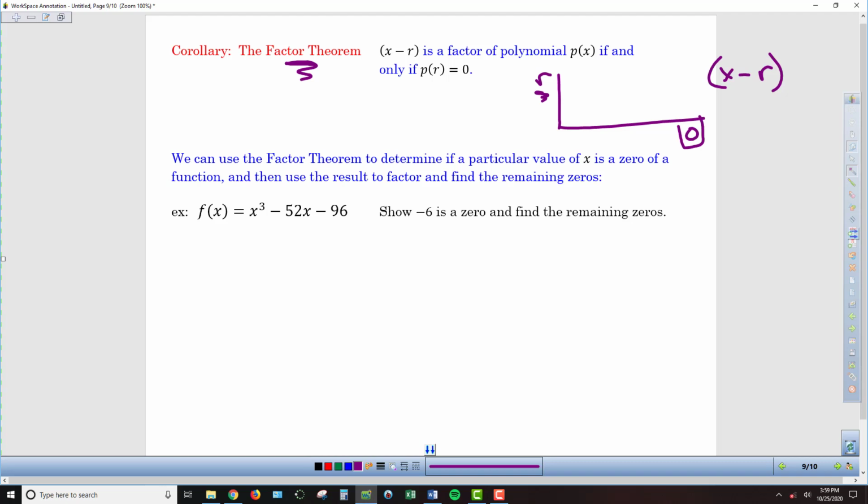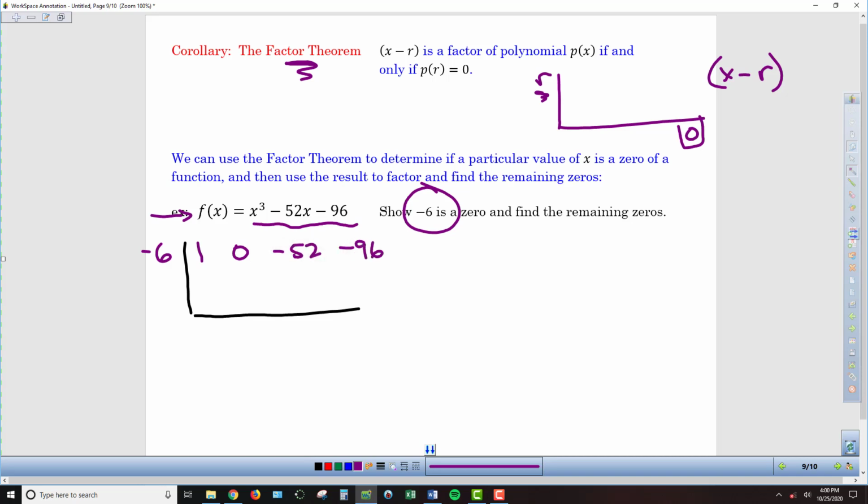Well, in the example that we have here, we're given a polynomial function, and we're told that -6 is a 0. We're asked to confirm that, and then we want to find what the remaining zeros are. So what I'm going to do is set up my synthetic division to verify that -6 is a 0. So the way I'm going to do that is to hopefully get a remainder of 0 when I'm done. So I've got the -6 on the outside, and so I need the coefficients of my polynomial on the inside. So I've got 1.